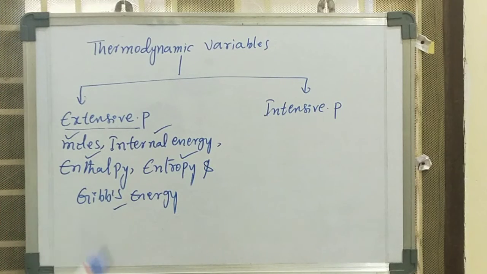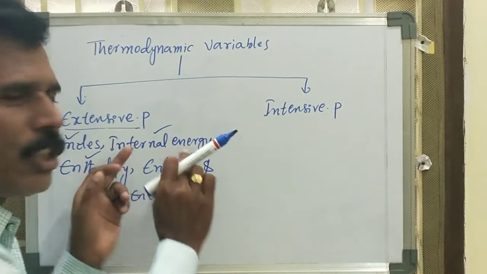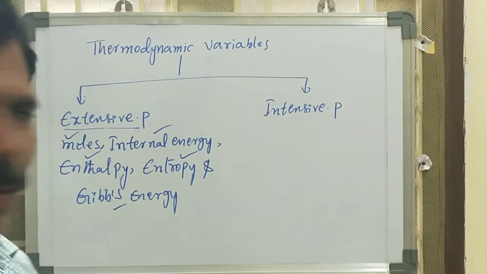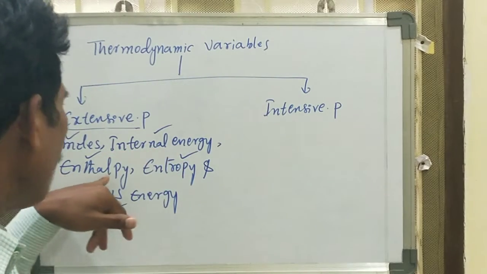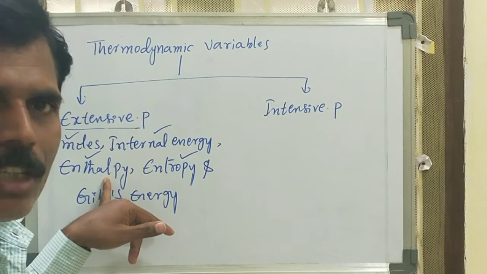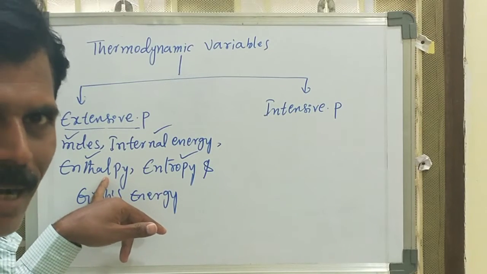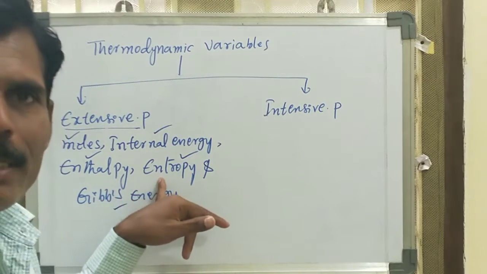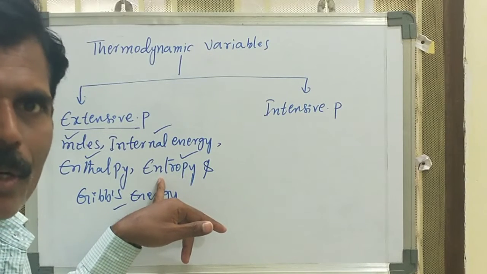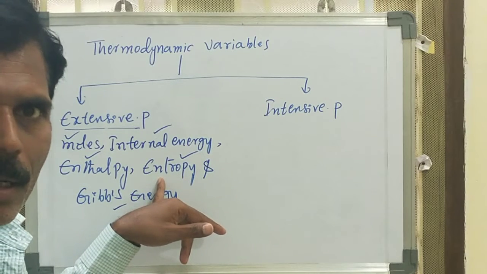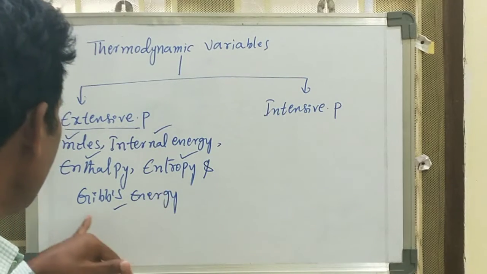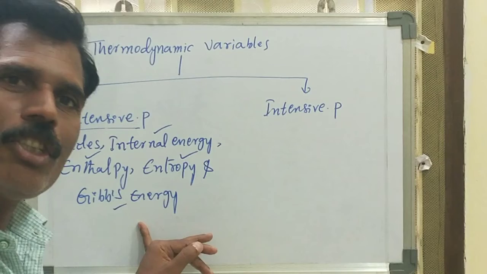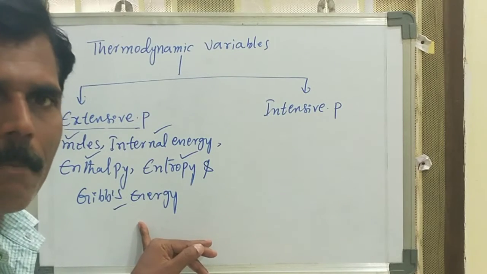First of all, moles: you know that the number of moles depends on the mass. Internal energy also depends on the mass. This energy is influenced by the mass. And enthalpy, the energy change, is also influenced by the mass. Next, entropy, the randomness of particles or atoms in the system, depends on the mass. Next, Gibbs energy changes also depend on the mass.